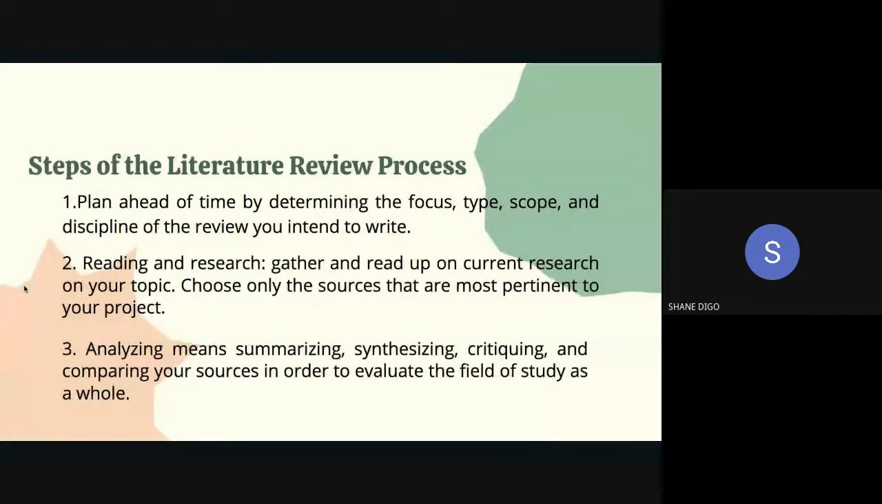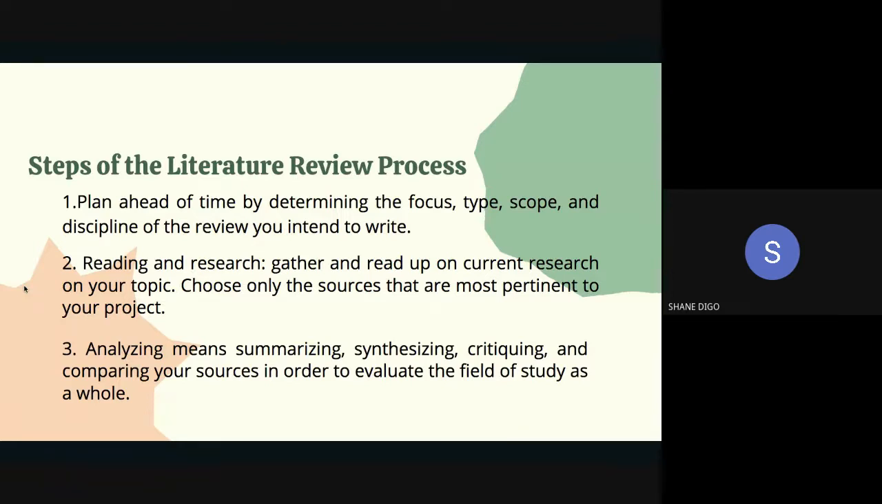These are the steps of literature review process. First is plan ahead of time by determining the focus, type, scope, and discipline of the review you intend to write. Second is reading and research: gather and read up on current research on your topic. Choose only the sources that are most pertinent to your project. Analyzing means summarizing, synthesizing, critiquing, and comparing your sources in order to evaluate the field of study as a whole.